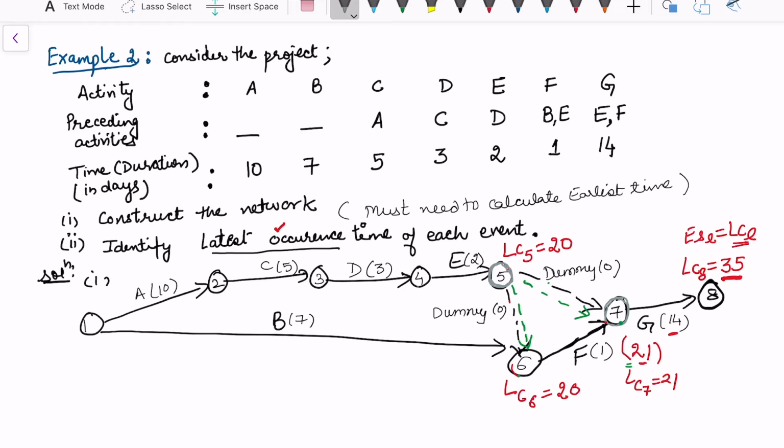Move back to 4th. The latest completion at 4th is 20 minus 2, that is 18. Come back to this one, because it only has one activity, it's not going to make a difficult calculation. We know how to subtract simply. So this is 15. I come back to now the second node. This is 15 minus 5, this is 10. Now if I want to calculate the latest completion time of the first node, assuming that nothing has started from here, this means 10 minus 10, this is 0.